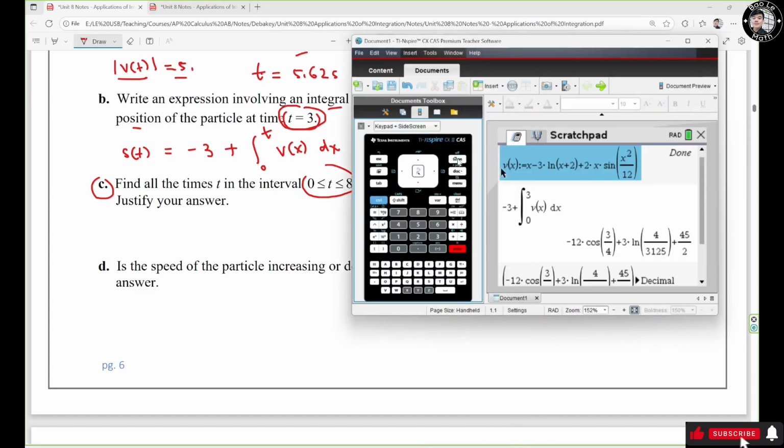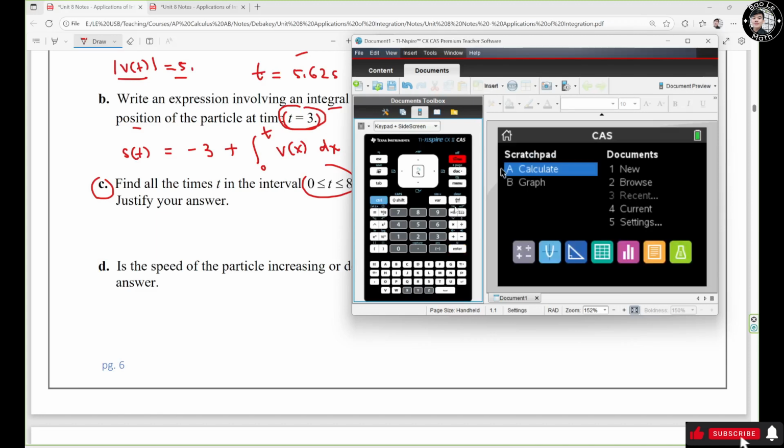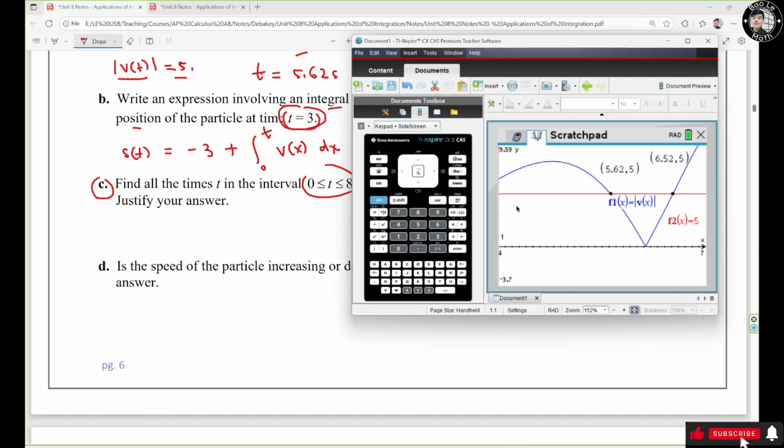We need to hit home screen right here, hit graph, right? Now I need to clear this one, so I hit tab and hit the upper arrow right here. I go to F1 right here. I need to remove absolute value sign, right? So it's gonna be like that, right? So I need to hit v of s. That's it, right? Hit enter. It's gonna be like this.